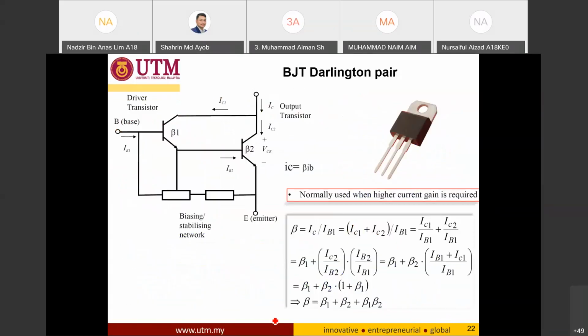You don't have to know this. This is what is called the Darlington pair. It is used to increase the gain, because we know that the IC depends on the beta here, but it's not very important.